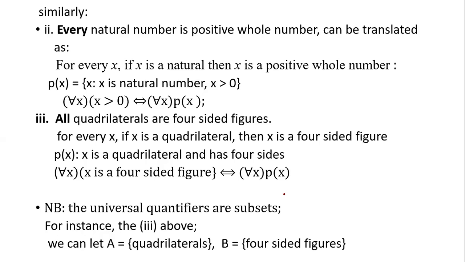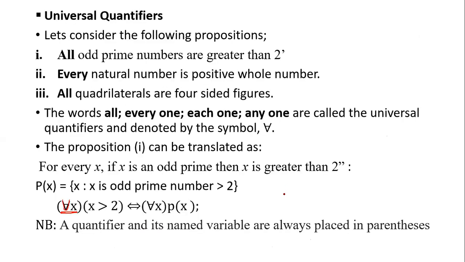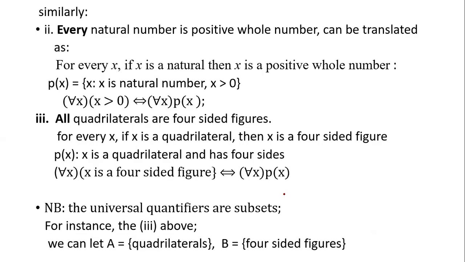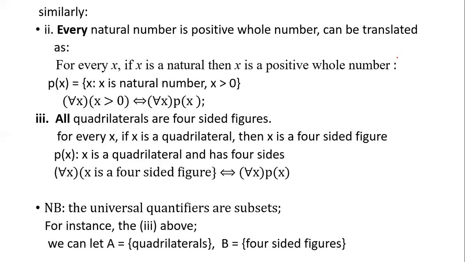Now, similarly, let's go to II. Every natural number is a positive whole number. So you can also translate this one as: for every x, if x is a natural number, then x is a positive whole number. Then you can translate it to that.